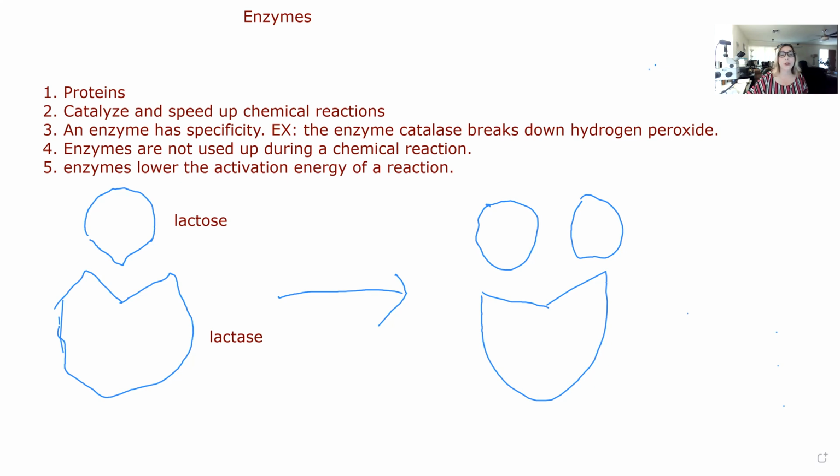So let me label this for you. So we still have lactase, our enzyme. Remember, enzyme names end in ASE. And actually, sugars generally end in OSE. Glucose, galactose, lactose. So lactose was broken up, and now we have glucose. Glucose, and you should know already what the other one is, galactose.